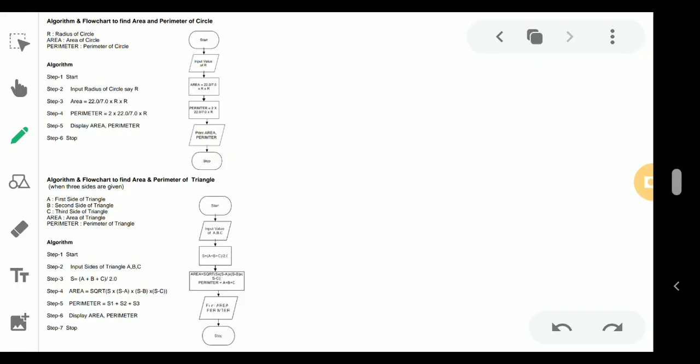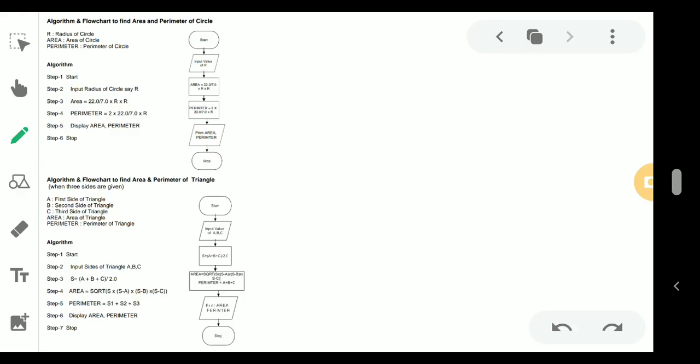In the previous lecture session we went through various problems regarding flowcharts. We learned how to find the area and the perimeter of a square and rectangle. In this lecture session we will learn how to find the perimeter and area of a circle as well as the perimeter and area of a triangle. We will learn how to make both the algorithm and the flowchart.